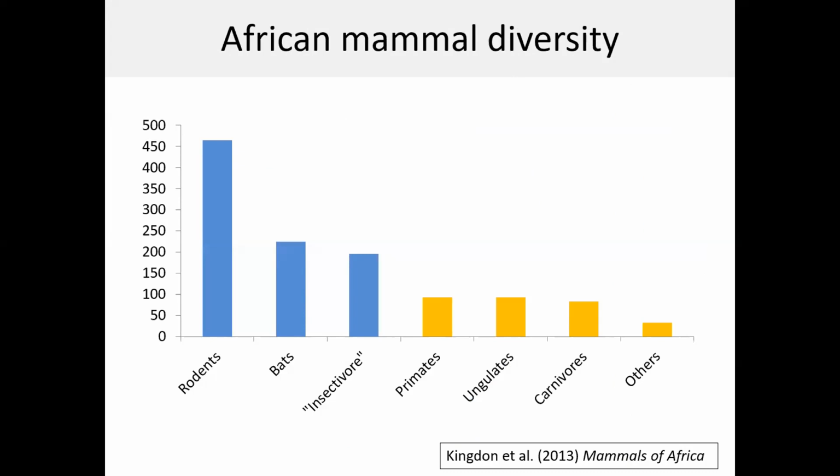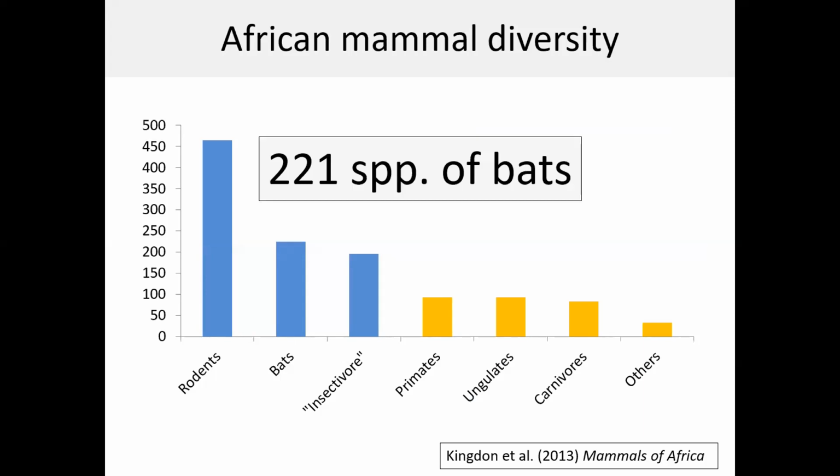If we turn to Africa, and if we look at what the situation is on this continent, and if we use the resource, the beautifully illustrated and written Mammals of Africa by Kingdon et al., then you'll see that the same pattern holds for Africa, approximately 460 species of rodents, and about half that number of bats on the continent. And the iconic African mammals, the antelopes and the ungulates, primates, carnivores, in those yellow bars, you can see that they hold far fewer species than the little mammals.